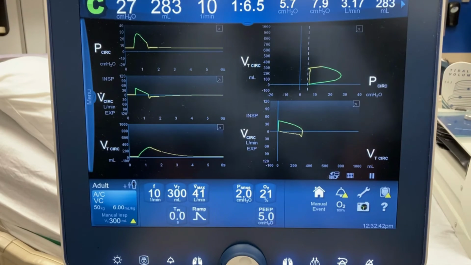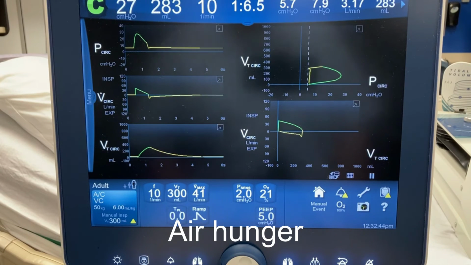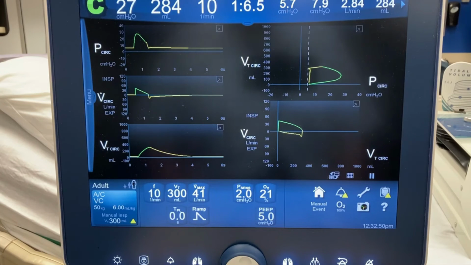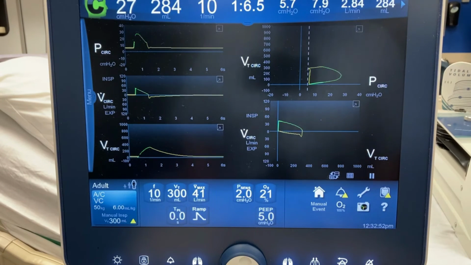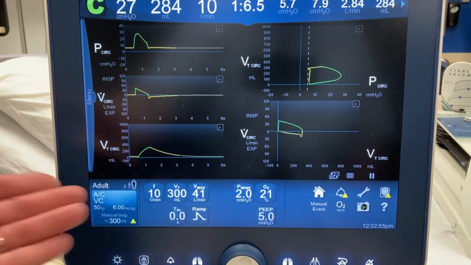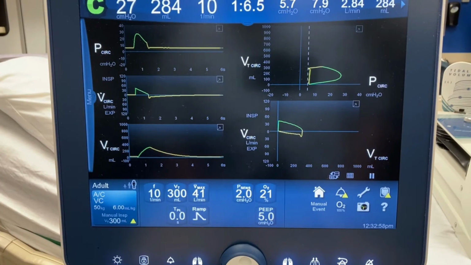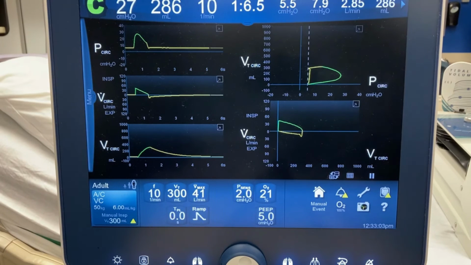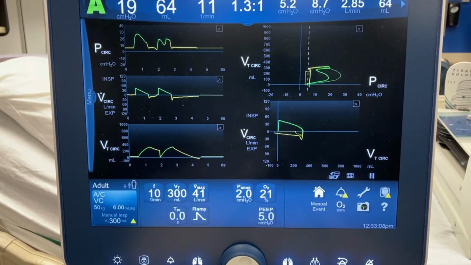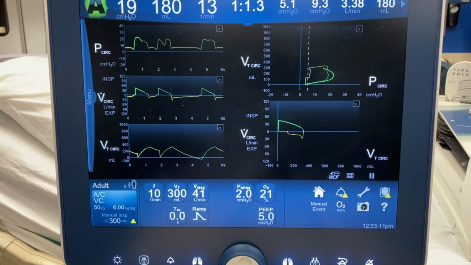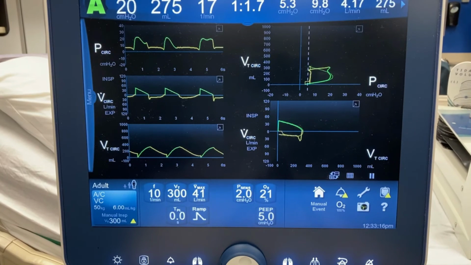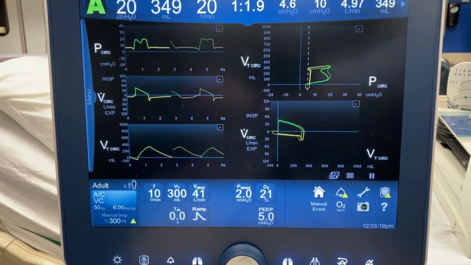All right, let's talk about air hunger. Now, a lot of our modes that we use nowadays, the patient can override the flow and pull as much as they want. And that's a great thing, because I can't imagine anything worse than being air hungry. But if we're using modes like VC, where they don't override it, then what you're going to get is dips out of the pressure waveform. You can see there, it's different configurations depending on how they pull. So you'll see these dips.